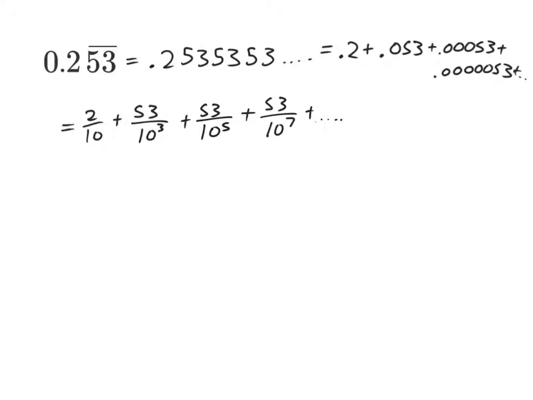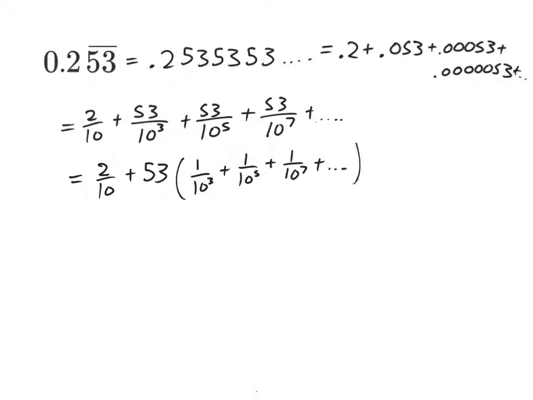So it looks like I can write this as 2 over 10 plus 53, and I can actually factor out a 53 out of all of that. And this will be 1 over 10 to the third plus 1 over 10 to the fifth plus 1 over 10 to the seventh plus whatever. This piece right here is actually geometric.